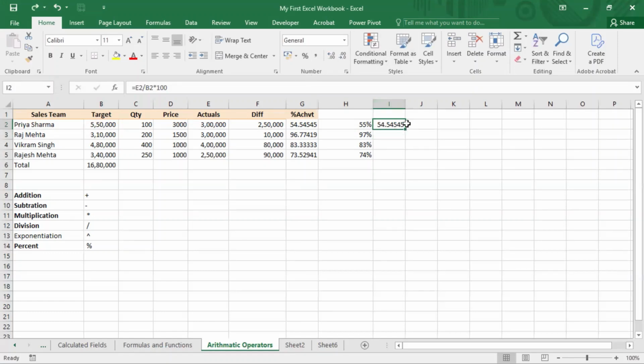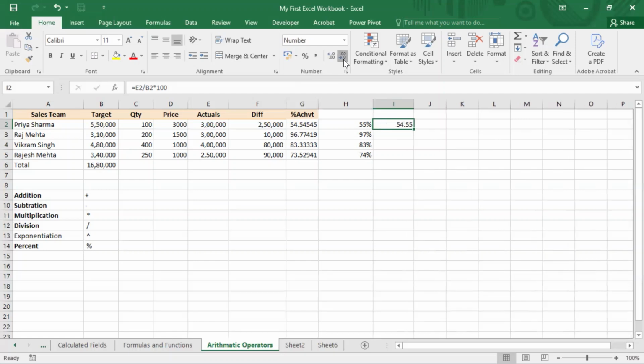Since I have already put it in percent, it's 55%. So ideally it does the entire thing which was supposed to be done this way. We have just added a percent symbol next to it.